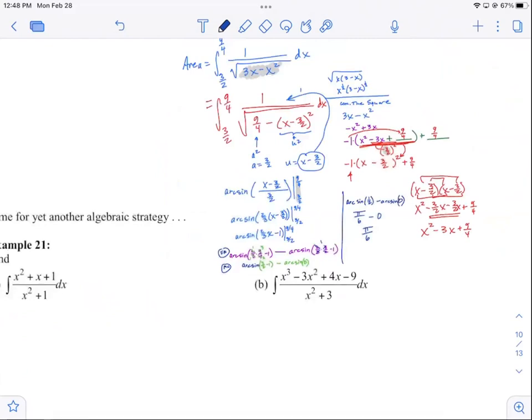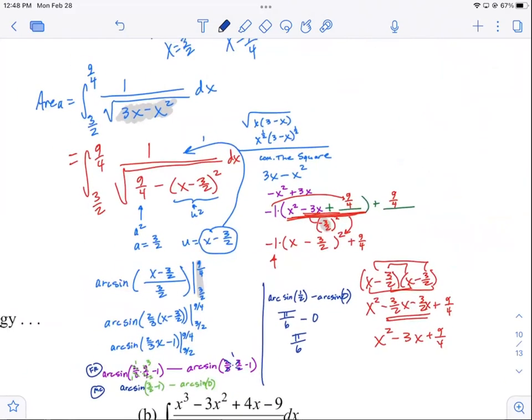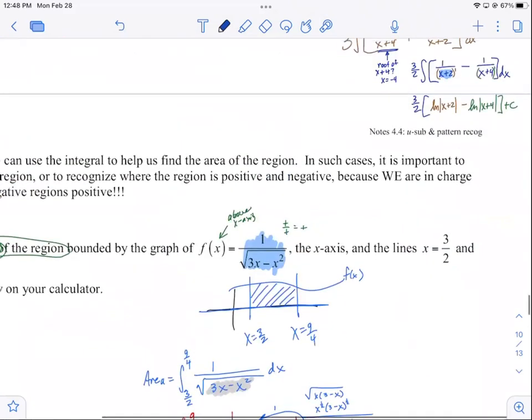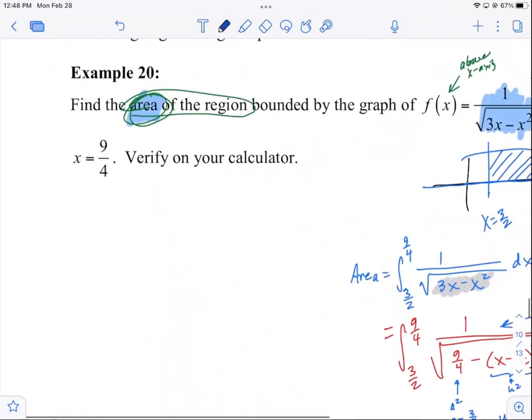Okay. So that was kind of fun, kind of. That was a pretty hefty completing the square problem. Probably a step outside of the AP curriculum, but it is completing the square, and it does review arc sine, and it does review definite integration. Now let's check it on the calculator, Ethan.